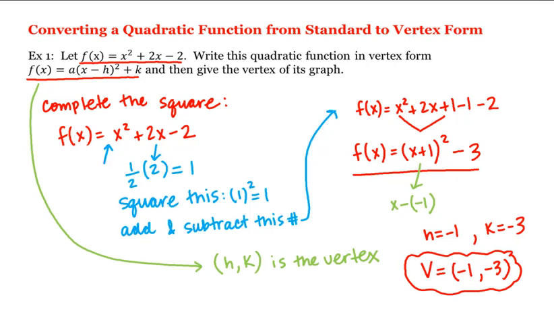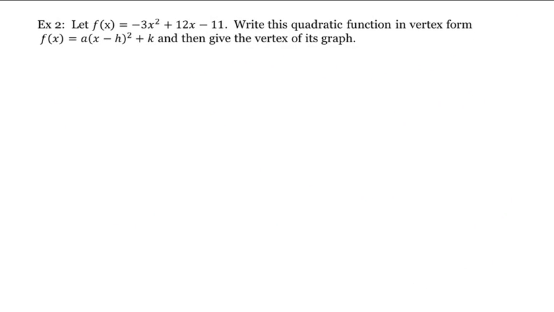Let's see another example. Let f of x equal negative 3x squared plus 12x minus 11. Again, we're going to convert this to vertex form and then give the vertex of its graph. Again, we'll begin in the same way by completing the square. So we have f of x is equal to negative 3x squared plus 12x minus 11. But now we notice that the coefficient of the square term is not equal to 1. And when completing the square, what we need to do in this case is factor that number out of both of these two x terms here.